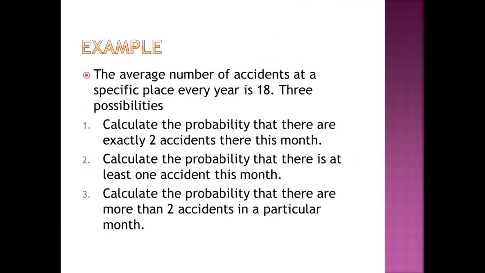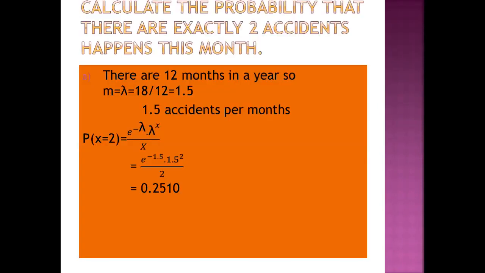Here's an example. The average number of accidents at a specific place every year is 18. So what are the possibilities? First, calculate the probability that there are exactly two accidents there this month. Then calculate the probability that there is at least one accident this month, and then calculate the probability that there are more than two accidents in a particular month.